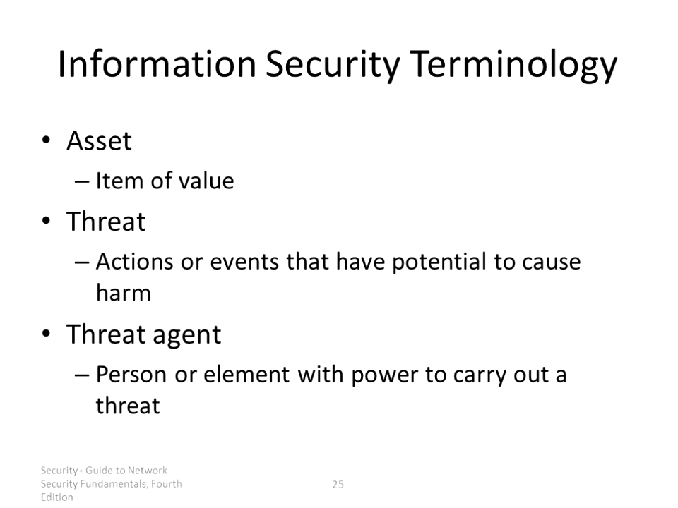Terminology. Asset is an item of value. Threat is actions or events that have potential to cause harm. Threat agent is a person or element with power to carry out a threat.